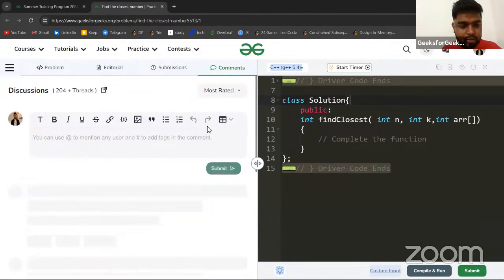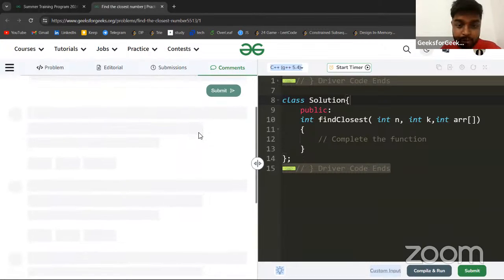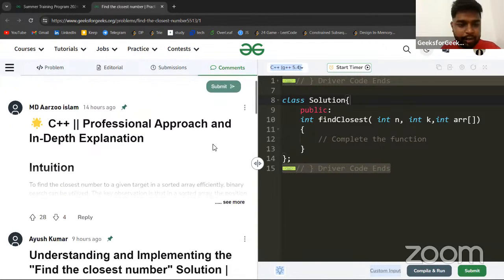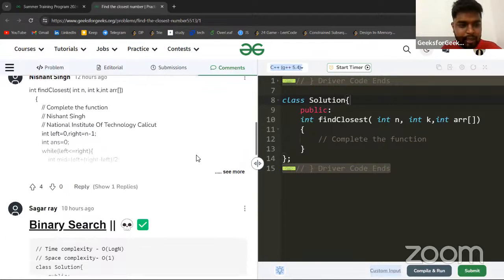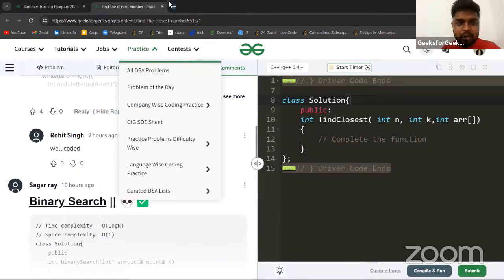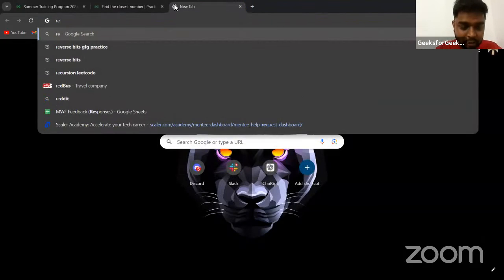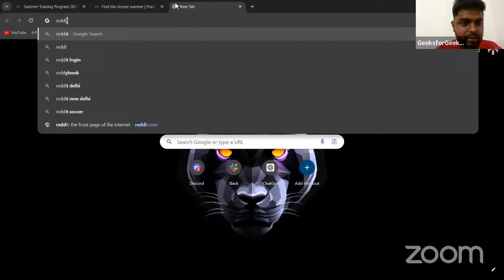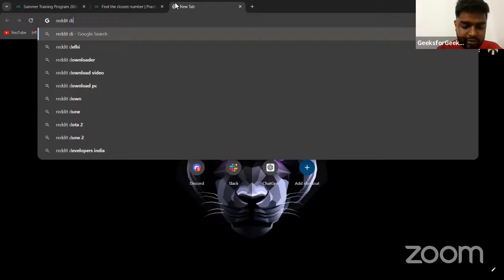If I filter according to most rated, you can see here that people are commenting. Then you can reply also. You can see that replies are there. So you must have seen a similar commenting system in Reddit also, in the Reddit discuss section.